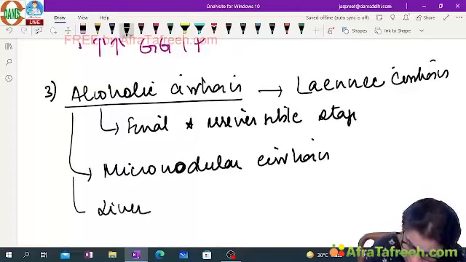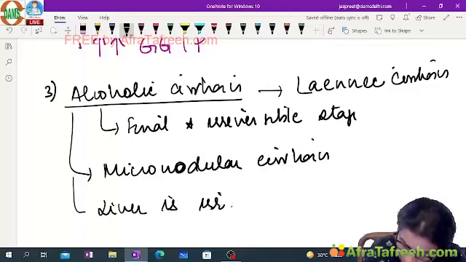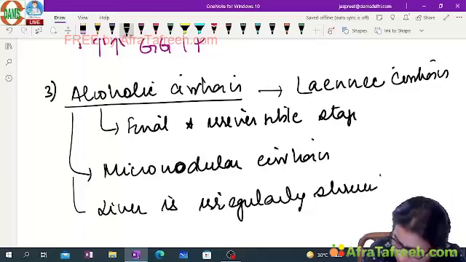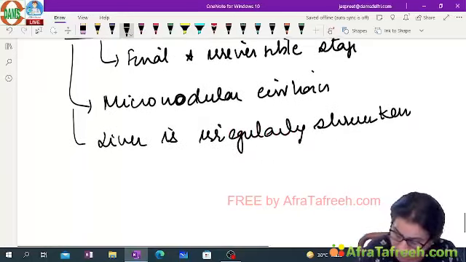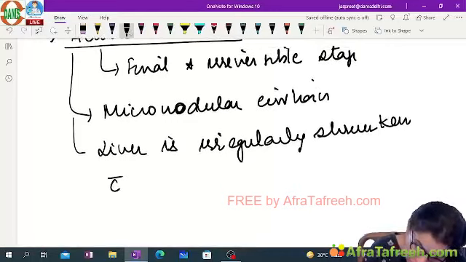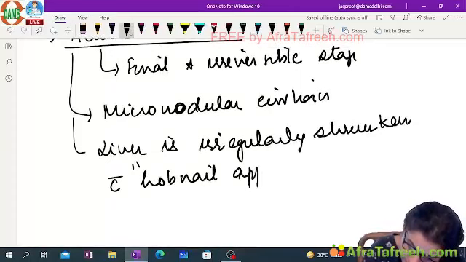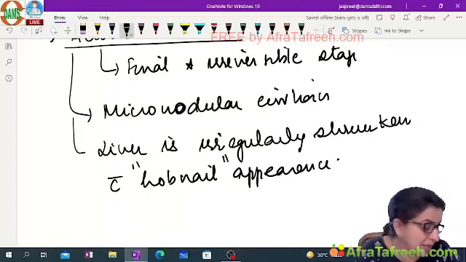So the liver is irregularly shrunken, and these nodules stand out like hobnails. So liver is irregularly shrunken with hobnail appearance.